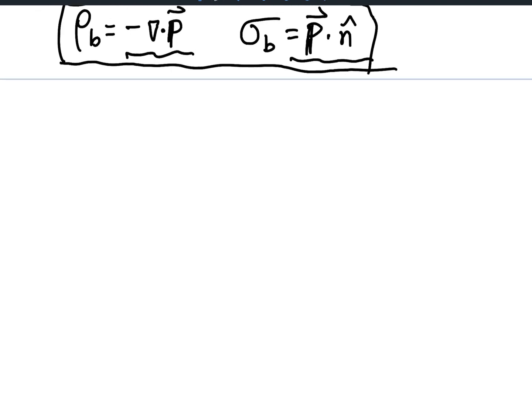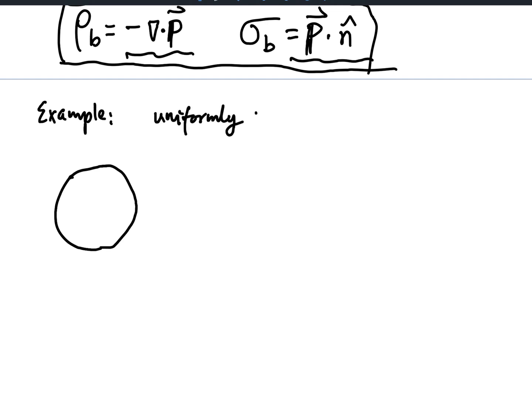Now let me show you the example. When we talked about polarized objects, we considered a uniformly polarized sphere and figured out the electric field around it. And the same thing, let us say I have a uniformly magnetized sphere.